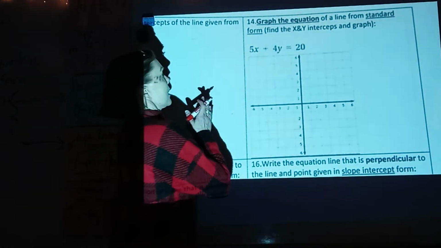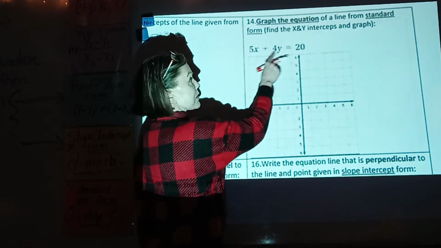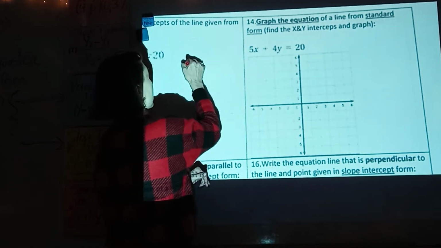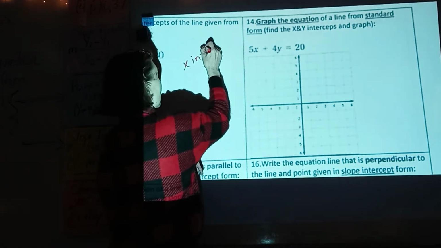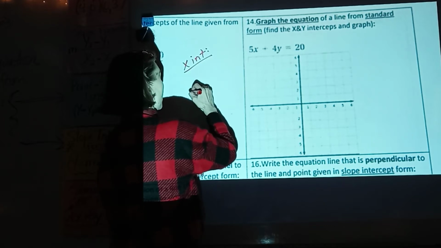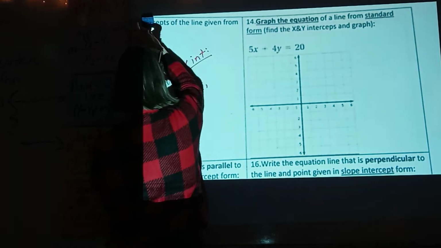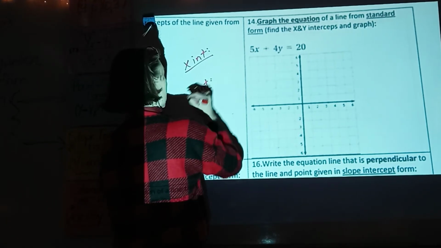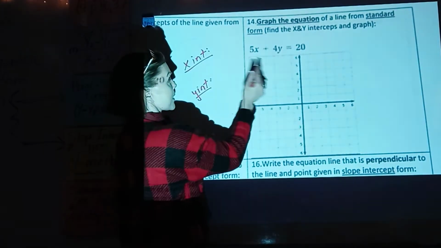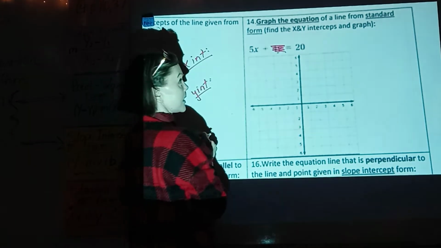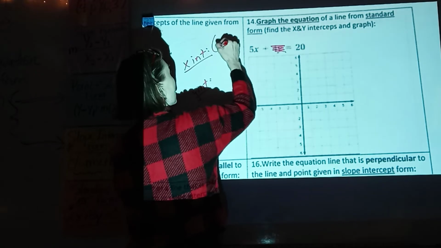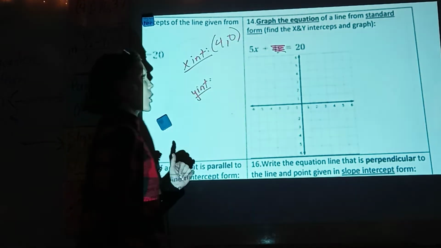So, to find the x-intercept, I have to make the opposite equal to 0, okay? Everybody write your x-intercept here, and then your y-intercept here. Oops, y-intercept. So for the x-intercept, we make the opposite equal to 0. Divide by 5 on both sides, x equals 4. So that would be positive 4, 0.